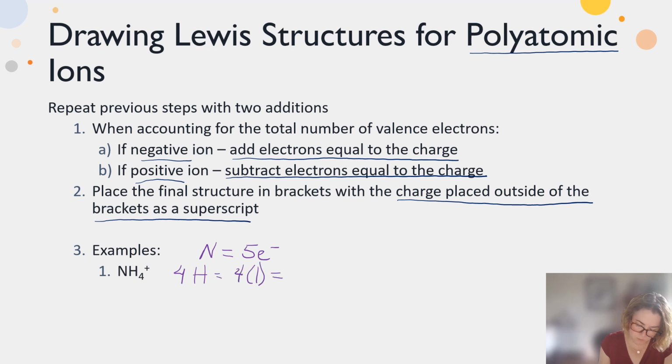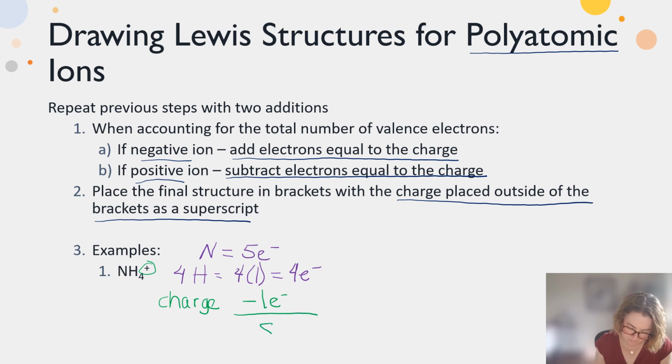Each of them is going to contribute 1 electron since they sit in 1A. And now I'm going to add my charge, right? So my charge here is a +1. And it says that if it's a positive ion, I'm going to subtract electrons equal to the charge. So I'm just going to write a reminder here that I'm dealing with the charge. And I am going to subtract 1 electron since my ion has a +1 charge. And so that means that I have 8 electrons that I'm going to be dealing with inside my structure.